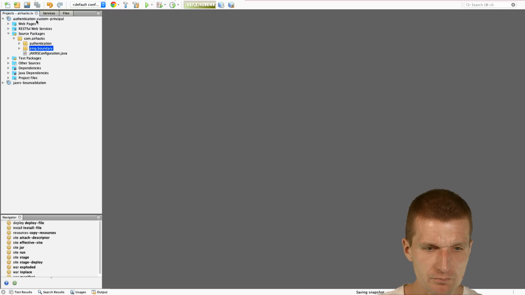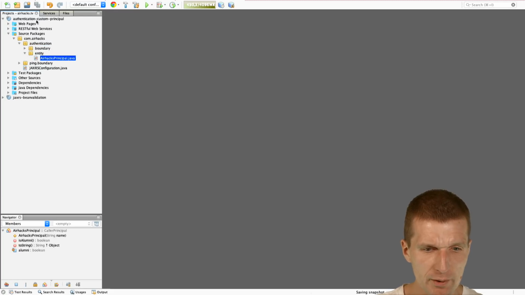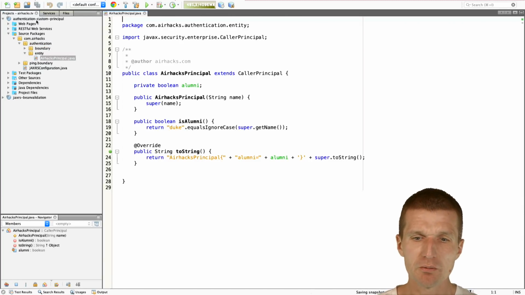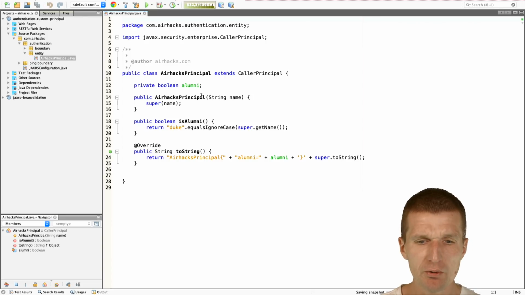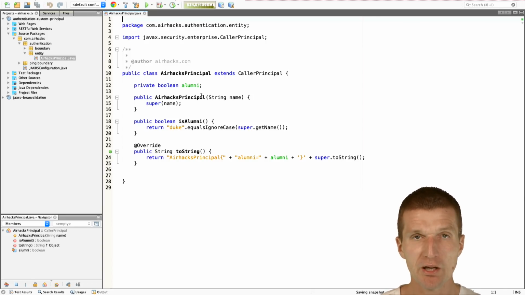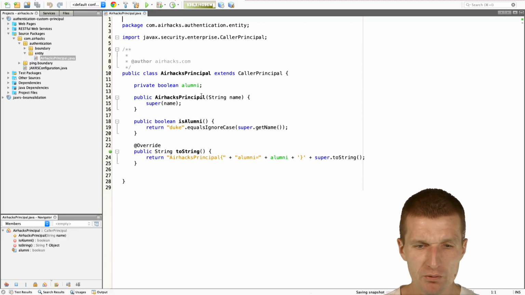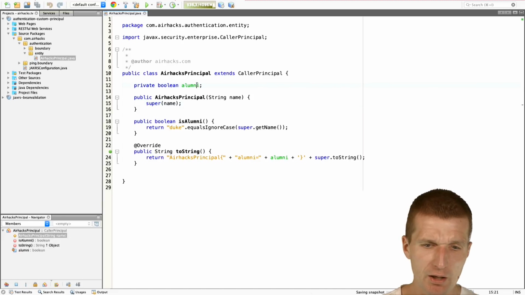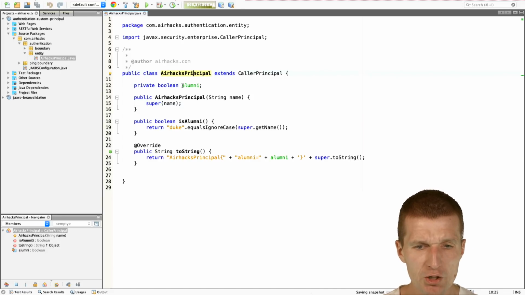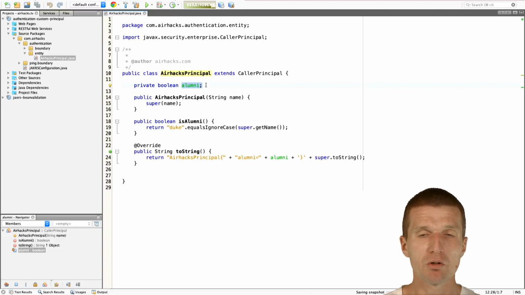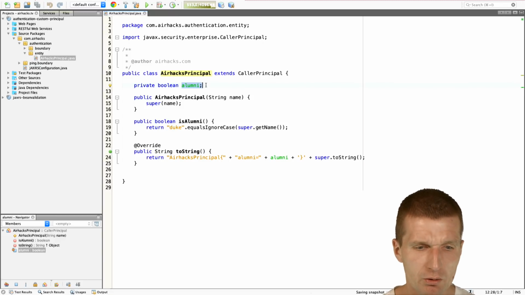So what I implemented: we have an AirHacks principle, which is the caller principle, and you can provide in the principle address numbers, telephone numbers, or whatever. They won't come from thin air. You will have to populate them from something. And I would like to have an AirHacks principle with additional information, whether it is an alumni or not. So did the user already attend AirHacks or not?